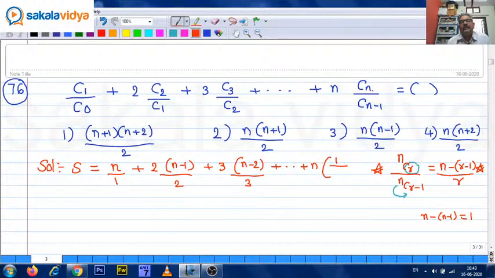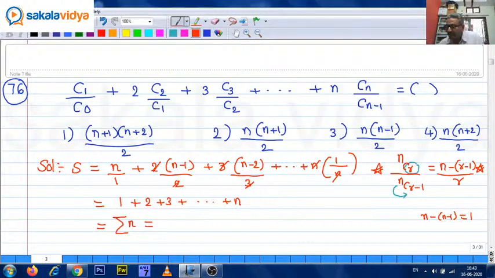by this n. So now n gets cancelled, 3 gets cancelled, 2 gets cancelled, and write in reverse order. You have 1 plus 2 plus 3 plus and so on, plus n. This is nothing but sigma n, the sum of the first n natural numbers. Sum of the first n natural numbers is given by n times n plus 1 by 2. So second option is the right option.